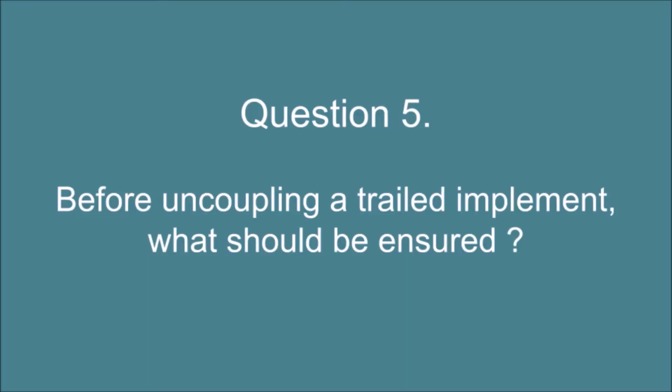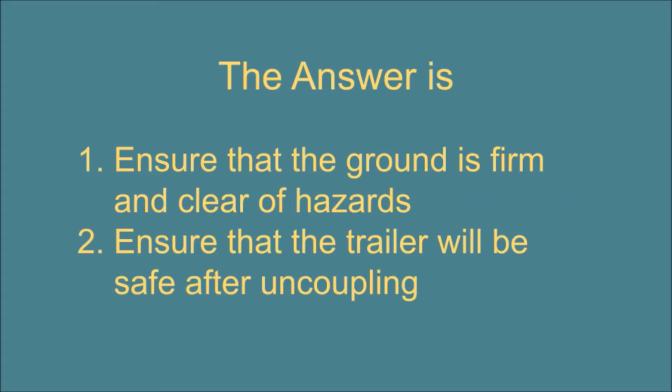Question 5. Before uncoupling a trailed implement, what should be ensured? The answer is: 1. Ensure that the ground is firm and clear of hazards. 2. Ensure that the trailer will be safe after uncoupling.